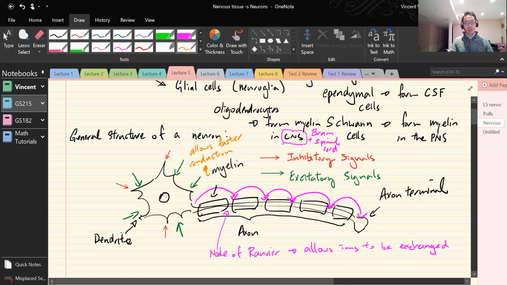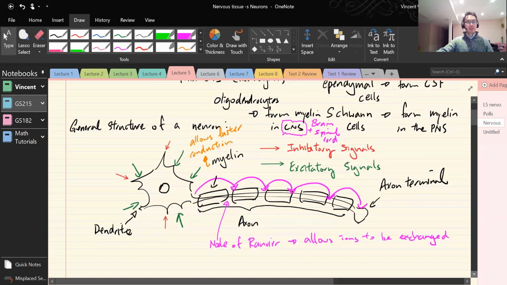You might have heard of multiple sclerosis, right? In multiple sclerosis, your T cells attack the myelin, and then without the myelin, you cannot conduct the signals, and it could lead to paralysis, for example, and death. So there you have it.